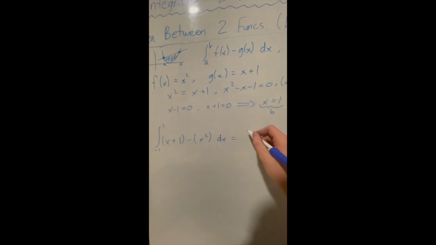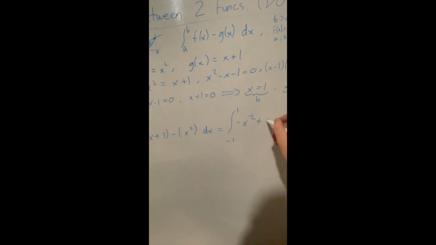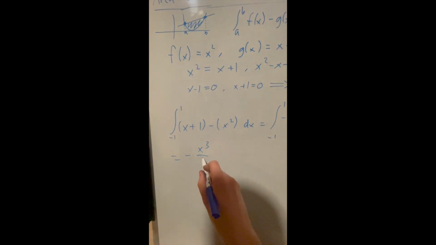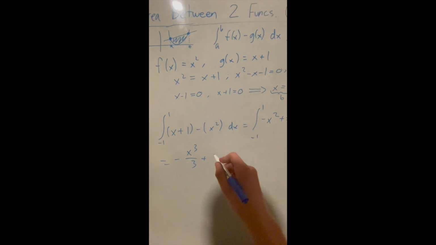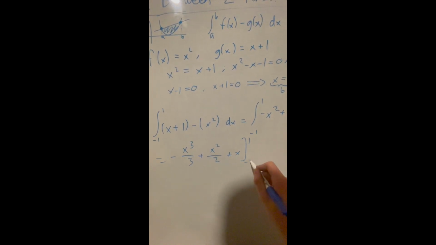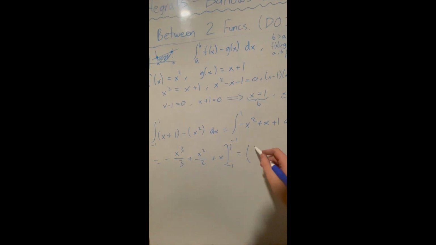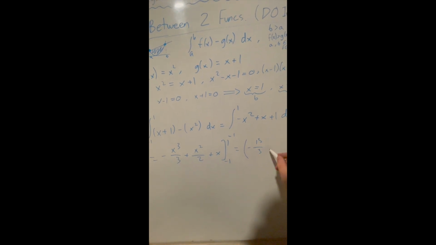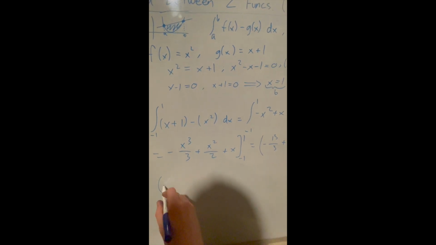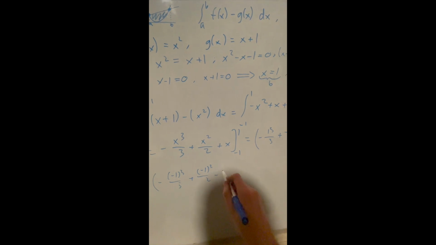This is going to be equal to the integral of minus x squared plus x plus 1 dx, and this is pretty much minus x to the power 3 over 3 plus x squared over 2 plus x, evaluated at the points 1 and minus 1. So we have here minus 1 to the power 3 over 3 plus 1 to the power 2 over 2 plus 1, minus, minus 1 to the power 3 over 3 plus minus 1 to the power 2 over 2 minus 1.